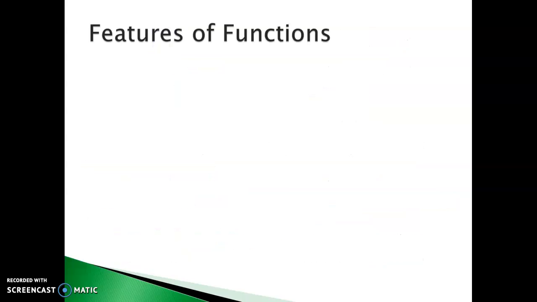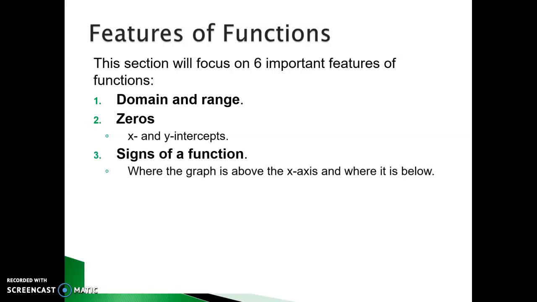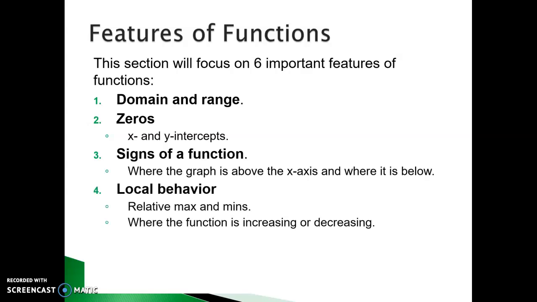So features of functions, these are the 6 things that we're going to study in this section. One is going to be domain and range. That's what we're going to start with today. The second is going to be zeros, meaning where does it cross the x-axis and where does it cross the y-axis. The third one is going to be signs of a function. Where's the graph above the x-axis and where's the graph below the x-axis?